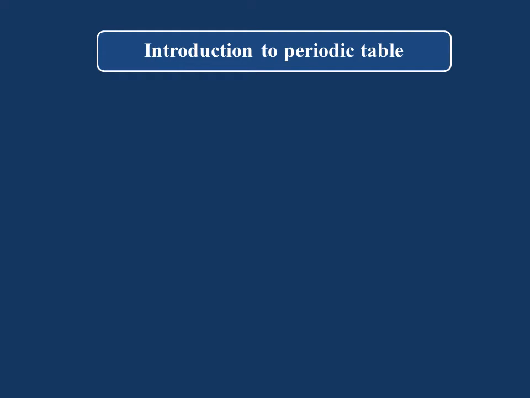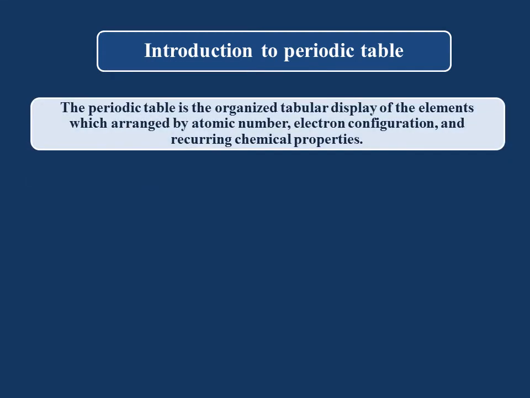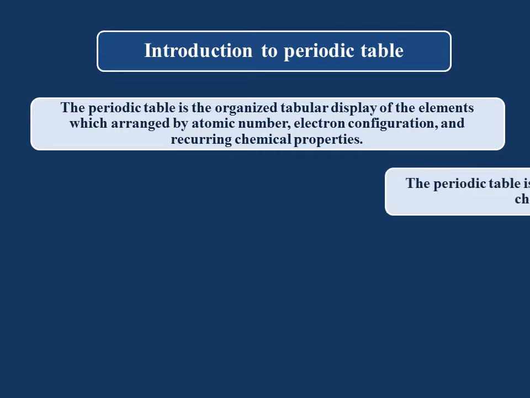What is the periodic table? Do you have any knowledge about the periodic table? The periodic table is the organized tabular display of the elements, which are arranged by atomic number, electron configurations, and recurring chemical properties, following some periodic laws.